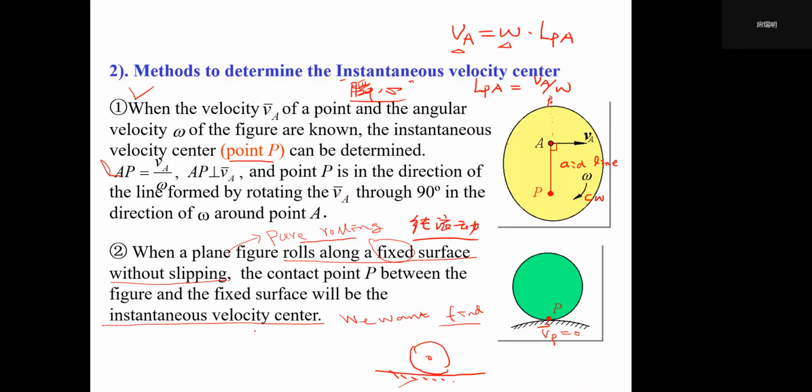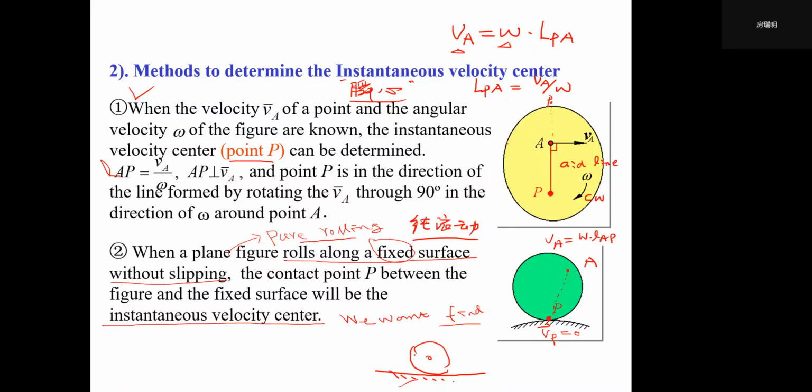Please pay attention to here. I will repeat again. When a plane figure rolls along a fixed surface without slipping, the contact point P between the figure and the fixed surface will be the instantaneous velocity center. So it's very easy to find that. Then if we know that P is the instantaneous velocity center, for any other arbitrarily selected point like A, we just need to link AP, and we can find its magnitude will equal omega times LAP. But this time we don't know the magnitude and direction of omega.